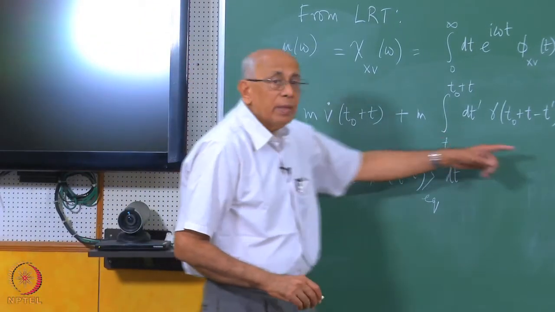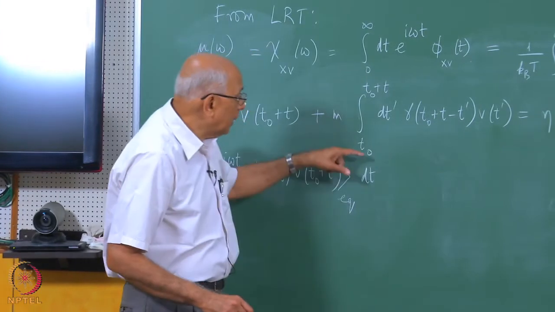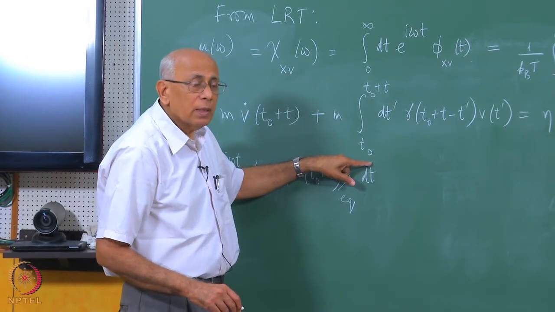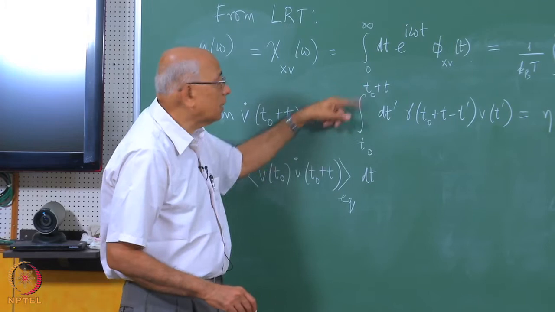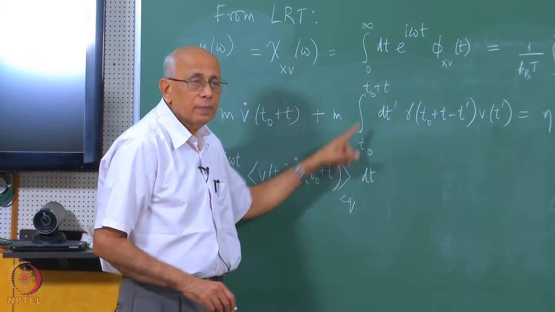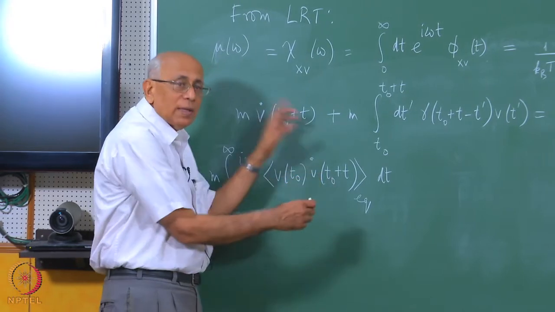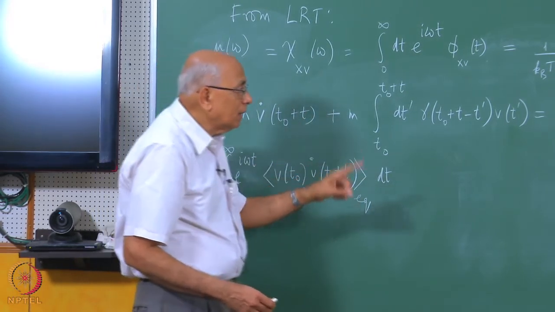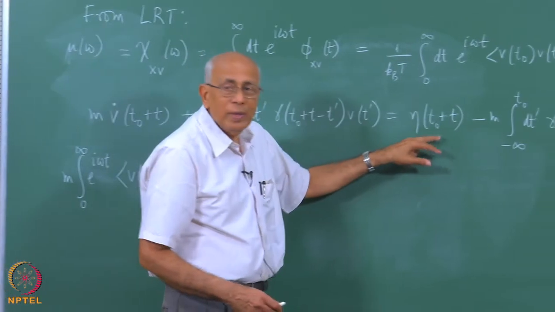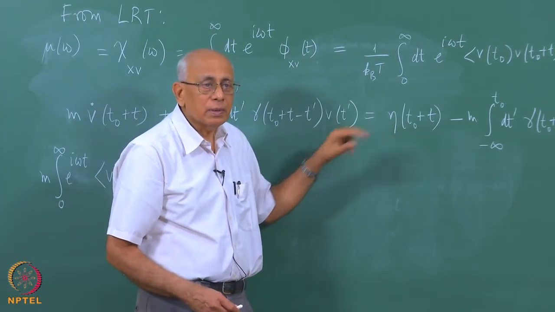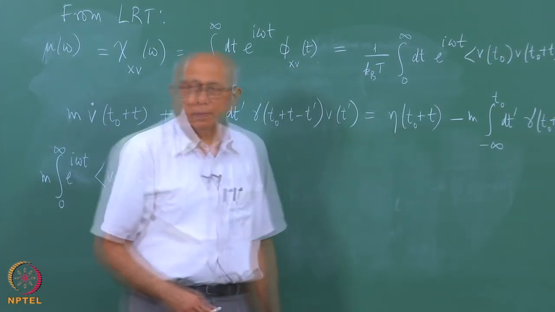Okay. I have to do the same thing everywhere. But the reason for my splitting it up at T0 is that if I set t equal to 0, this integral vanishes out here. And then I'm guaranteed that V of T0, V dot of T0 is actually 0, provided V of T0 is not correlated with this, provided.